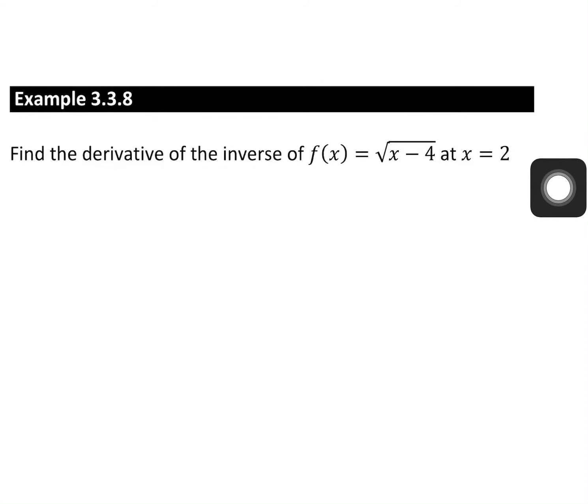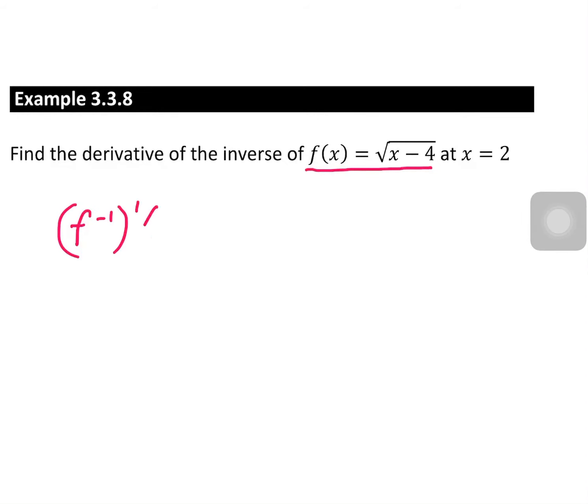Let's find the derivative of the inverse of f of x equals the square root of x minus 4 at x equals 2. Okay, and so if I'm going to use this formula, if I want to find the derivative of the inverse of f at x equals 2, then the formula would be 1 over the derivative of f at the inverse value of 2.